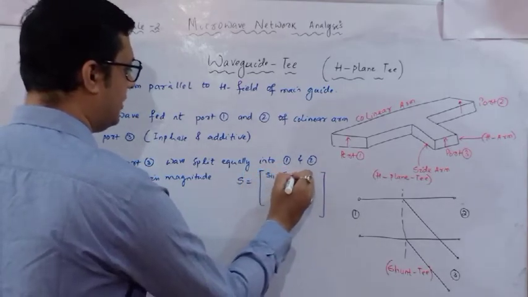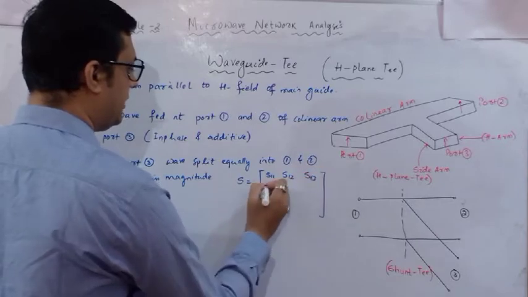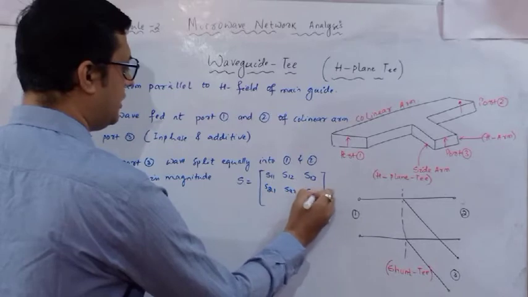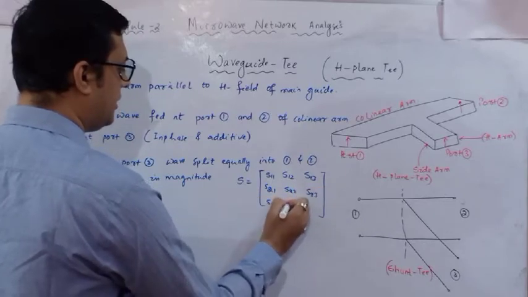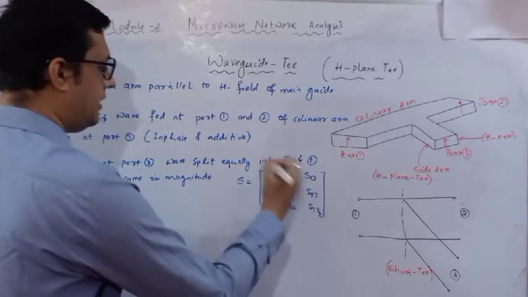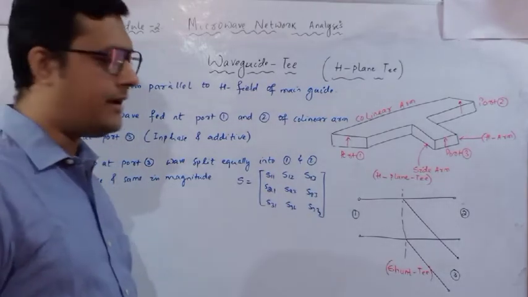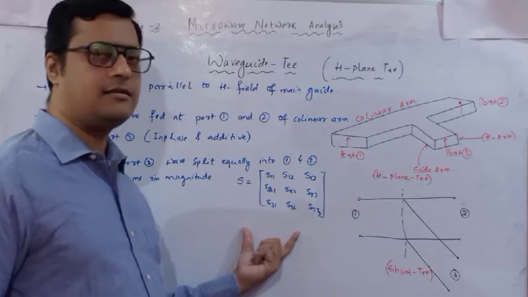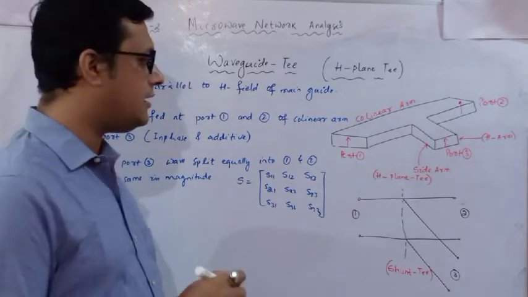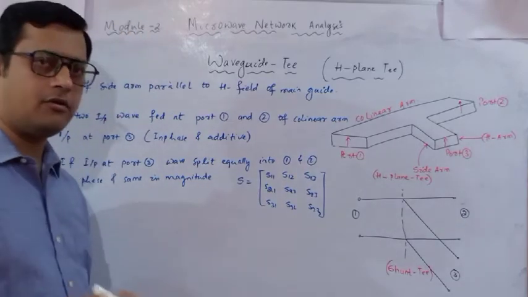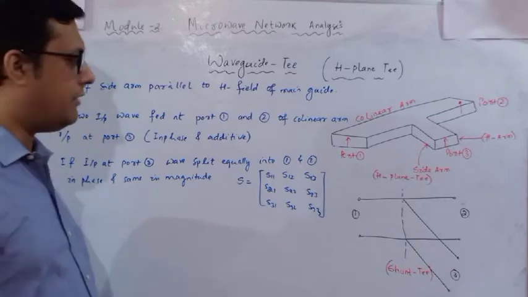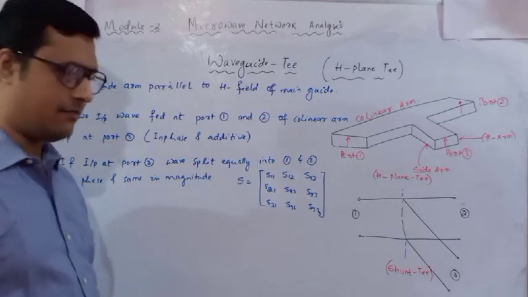So S11, S12, S13, S21, S22, S23, S31, S32 and S33. So these are the 3-port device parameters. That means there are 9 scattering parameters, and we have to identify their relations. For this, we will follow the same procedure that we followed for the E-plane T junction, and we will obtain our scattering parameters.